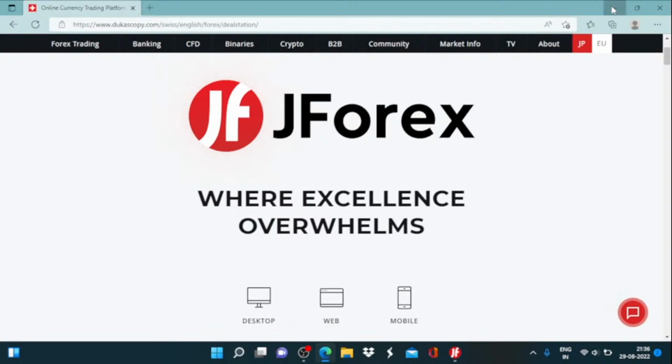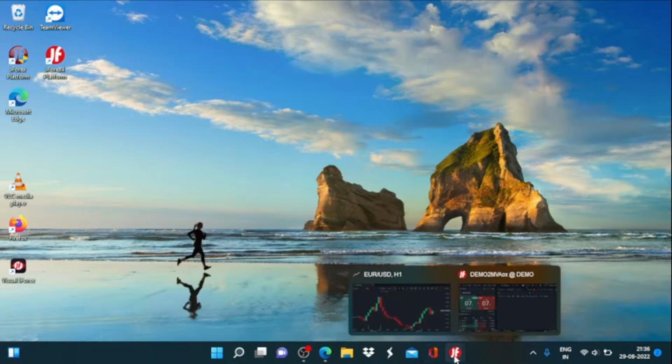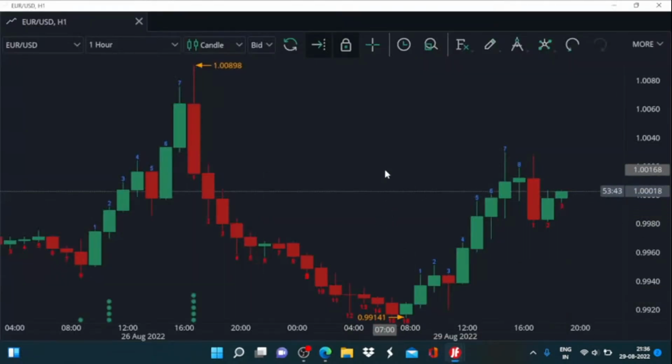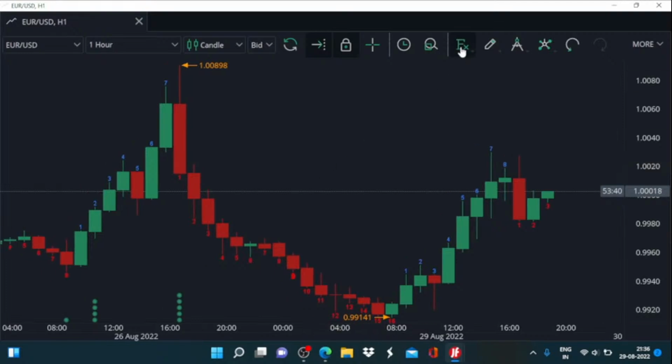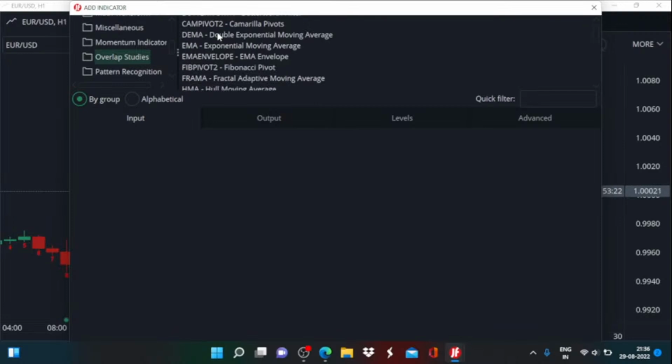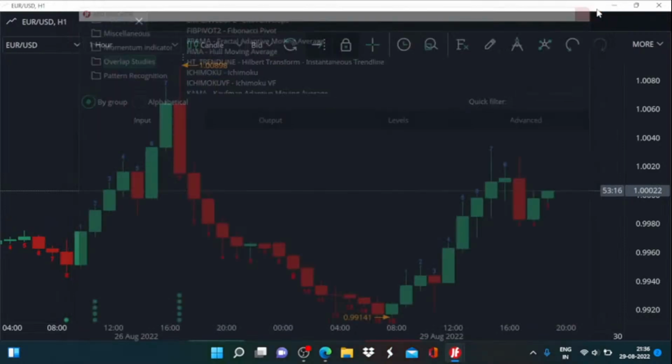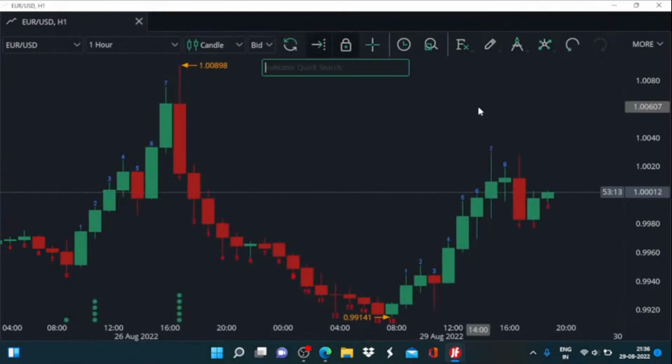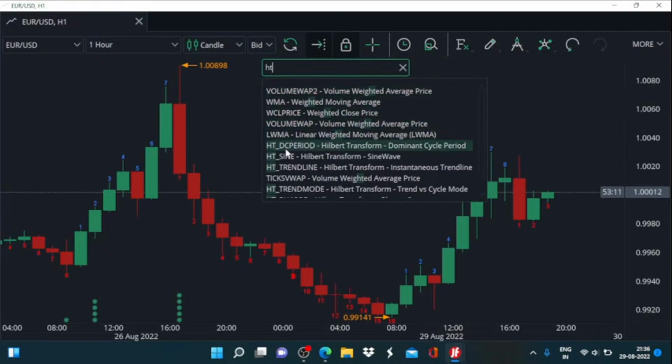So let's now move to the JForex 4 platform, where I will give you some examples of possible uses of this indicator. You will find this indicator listed amongst the overlap studies, or you can simply do a quick search. So these F3 and F4 options are both available here. I will show you where it is listed for the first option, then we will also do a quick search. So here it is, Hilbert transform instantaneous trend line. All right, or you can simply type in HT and it will appear.